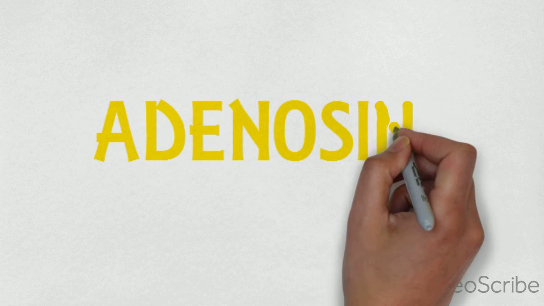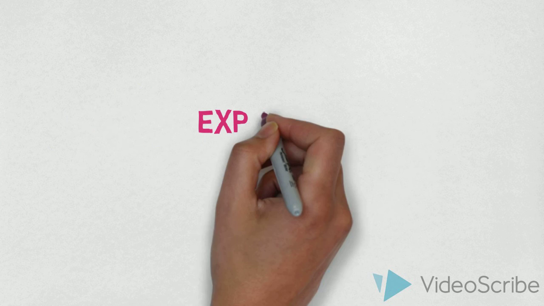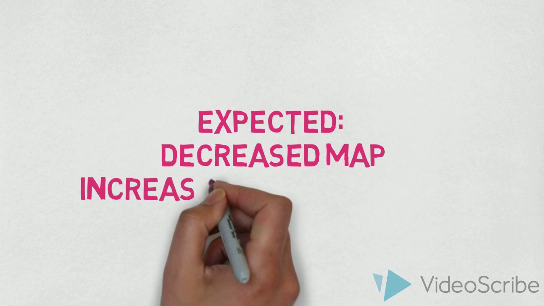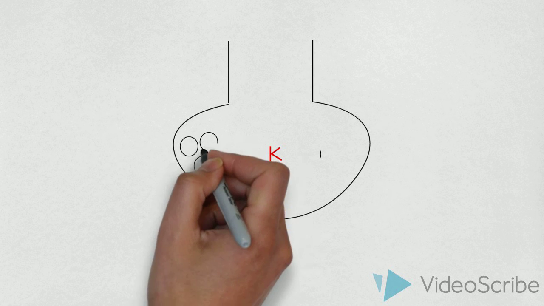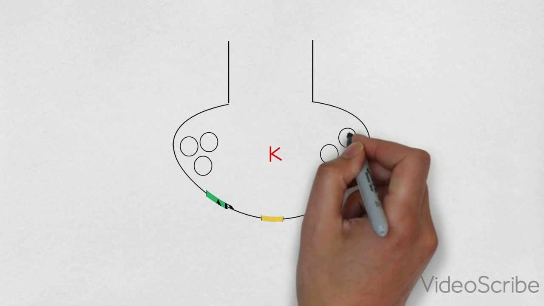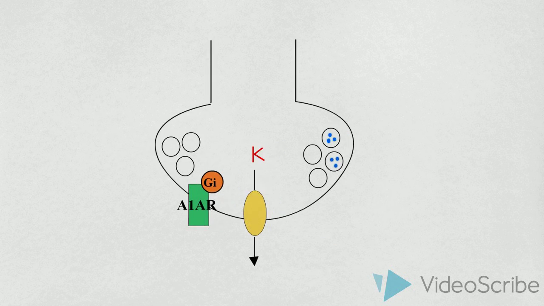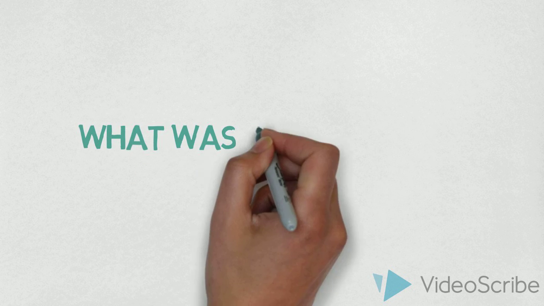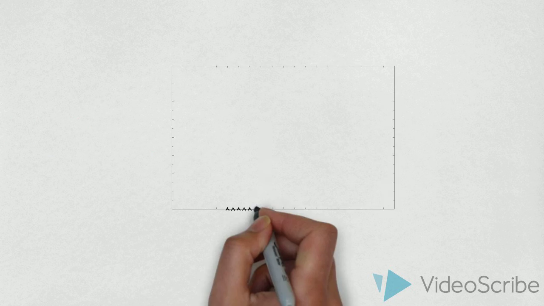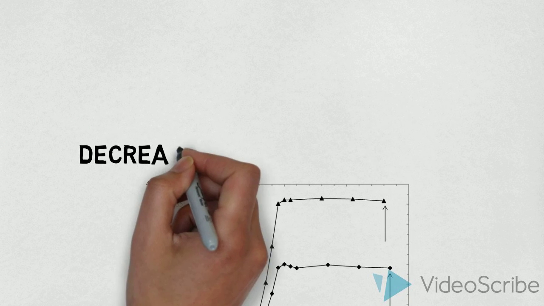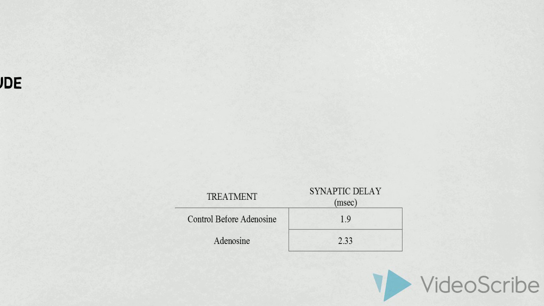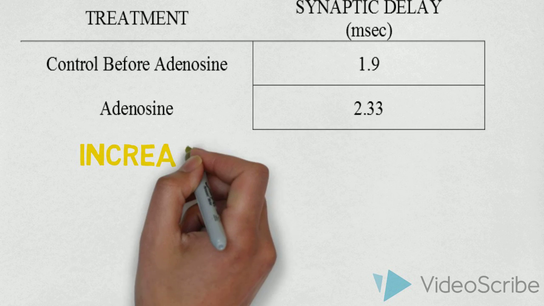For adenosine, we expected a decrease in excitability, causing a decrease in max MAP amplitude and an increase in synaptic delay. We expected this because adenosine acts on adenosine A1 receptors on the presynaptic neuron. The adenosine A1 receptor is a muscarinic-type receptor that results in a Gi-coupled signal cascade. This ultimately results in potassium channel activation, which leads to an outward potassium flow. This will hyperpolarize the cell.